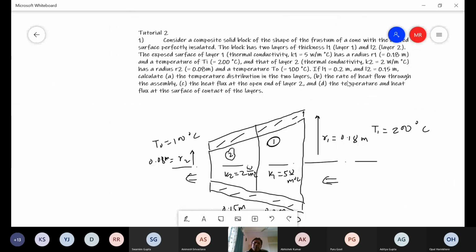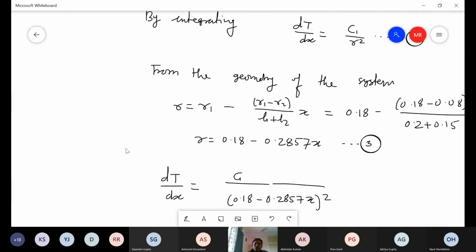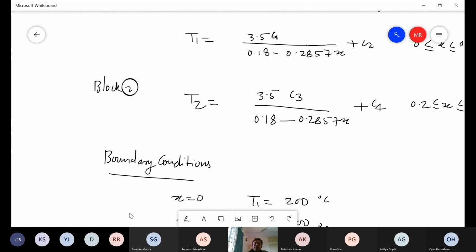Okay, so the rate of heat flow through the assembly has been asked. So what is the value of capital Q that has been asked? The rate of heat flow through the assembly. So Q we have to find out. We can do that easily because the temperature distribution we know, isn't it?